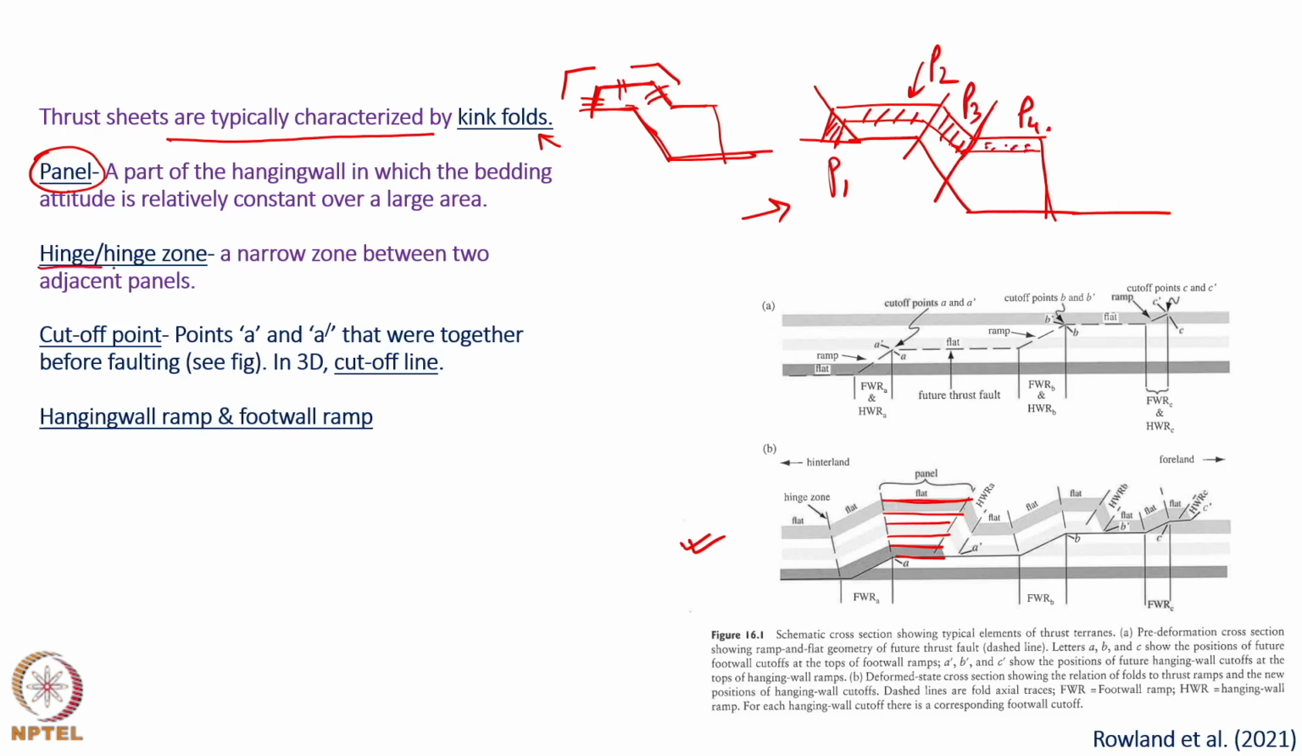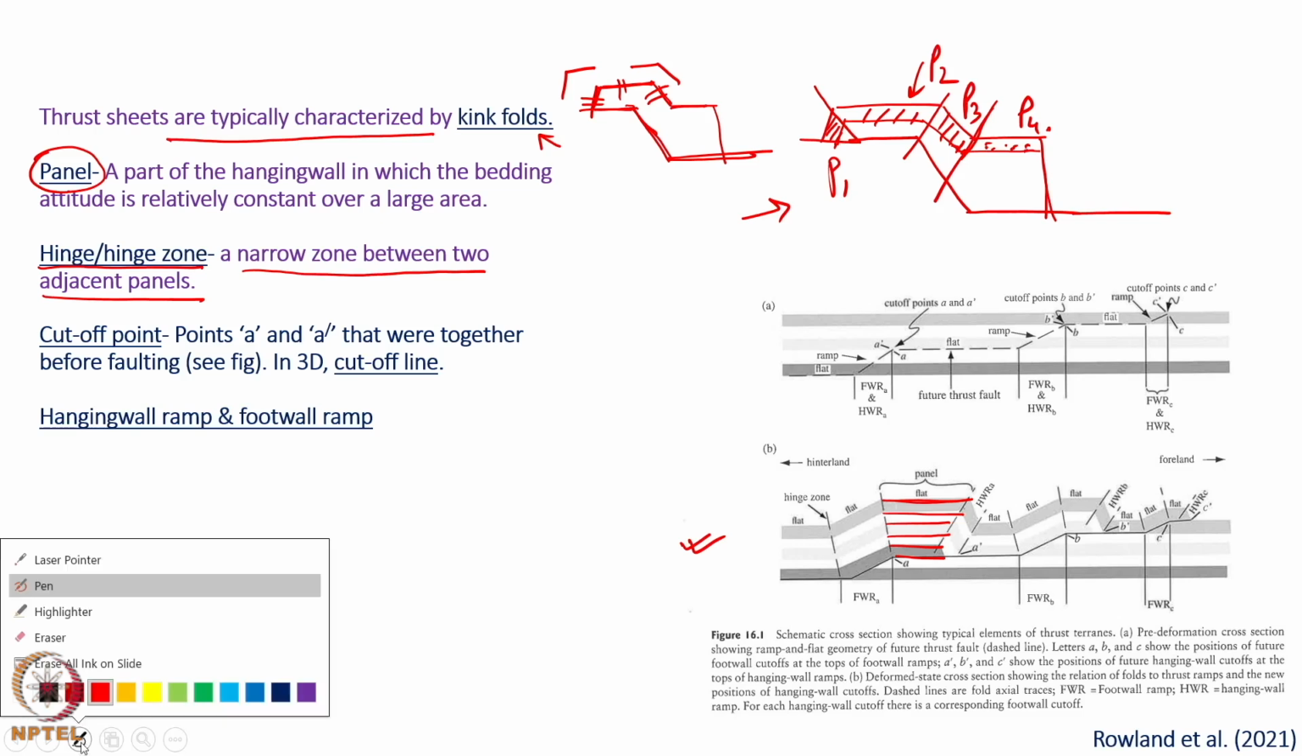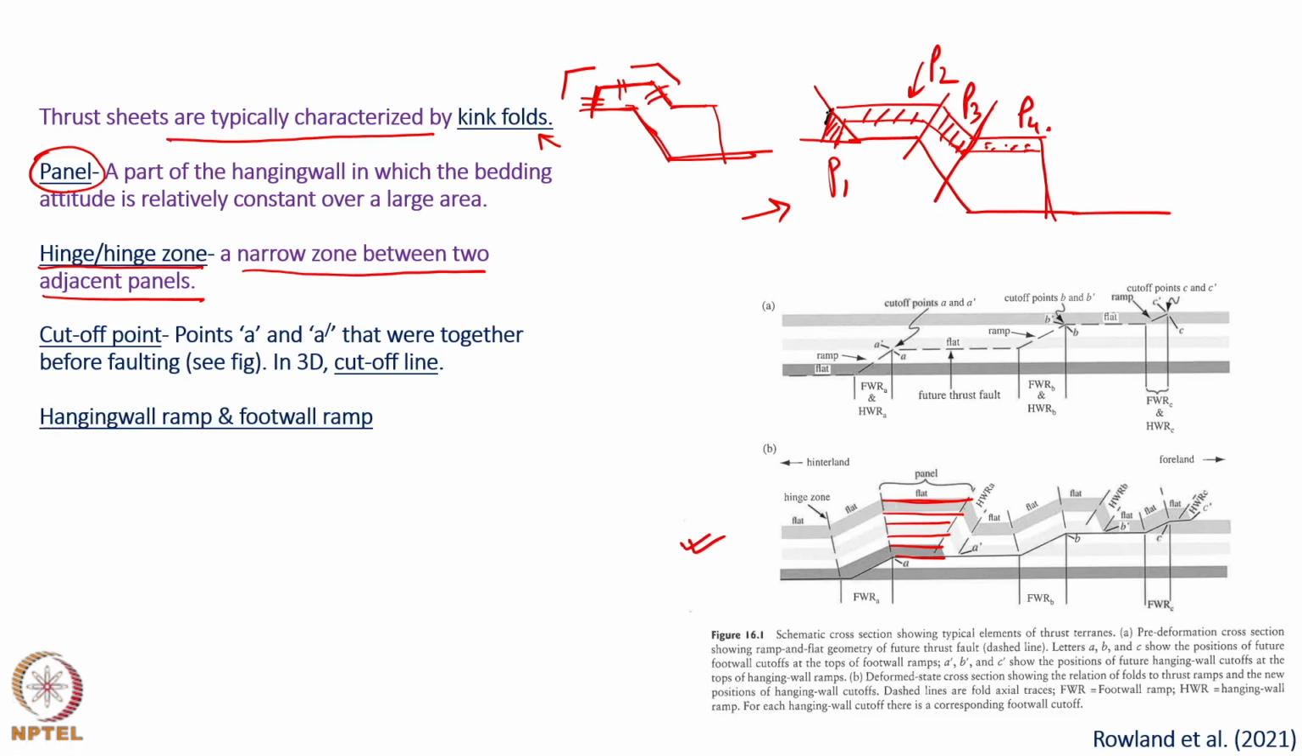What is a hinge or hinge zone? It is a narrow zone between two adjacent panels. So, in my diagram, this is the hinge, it is a narrow zone between two adjacent panels.